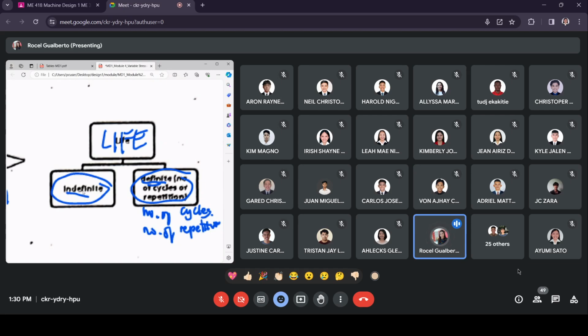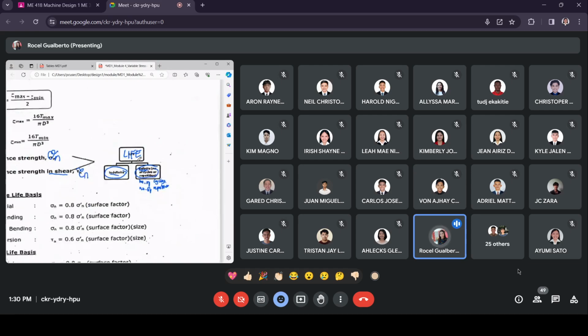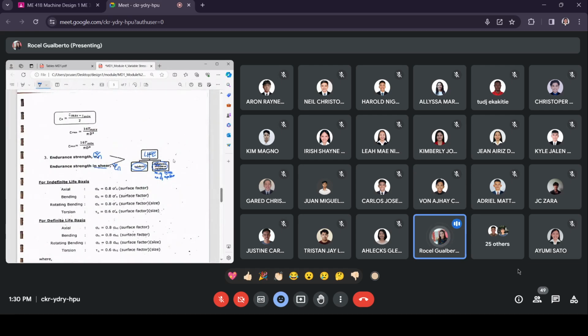Okay? I hope that is clear. Why is it important that you define the life of the material? You should know that when you decide whether its basis is indefinite or definite, it is because you have two sets of equations. You have a different equation for the indefinite life versus that of a definite life.